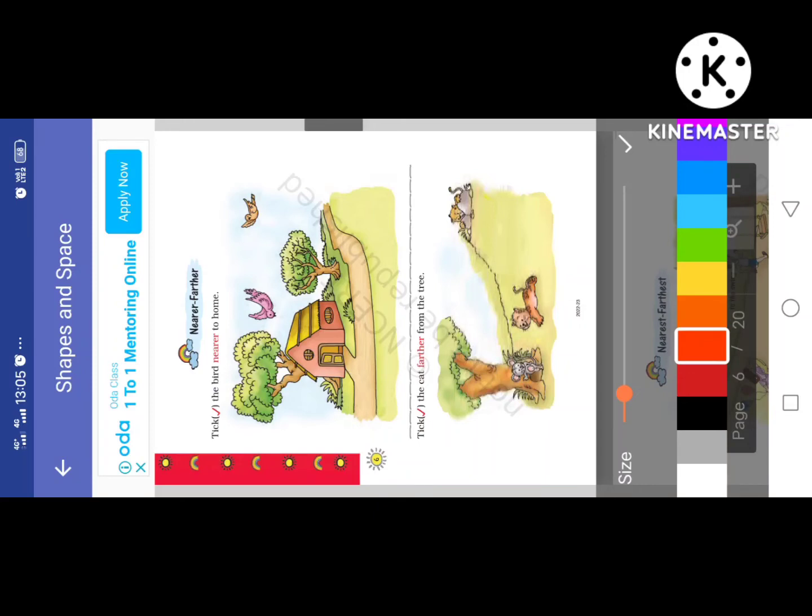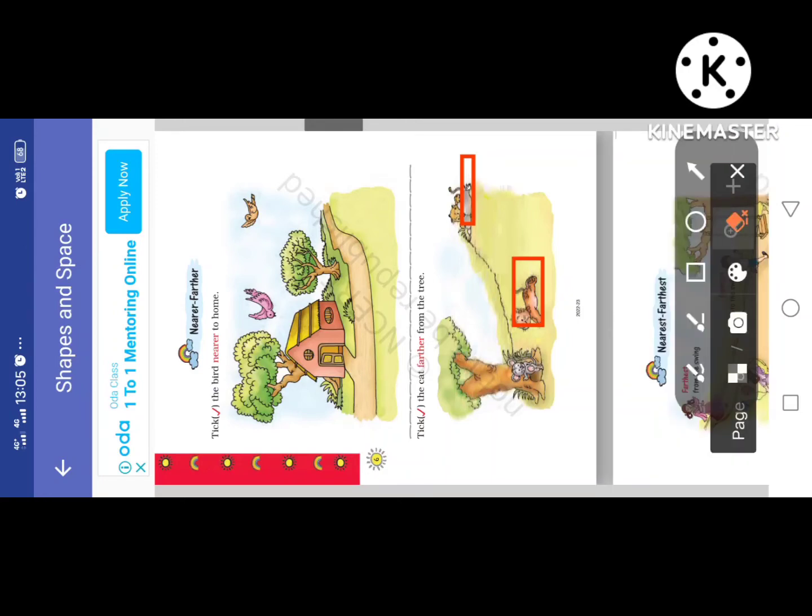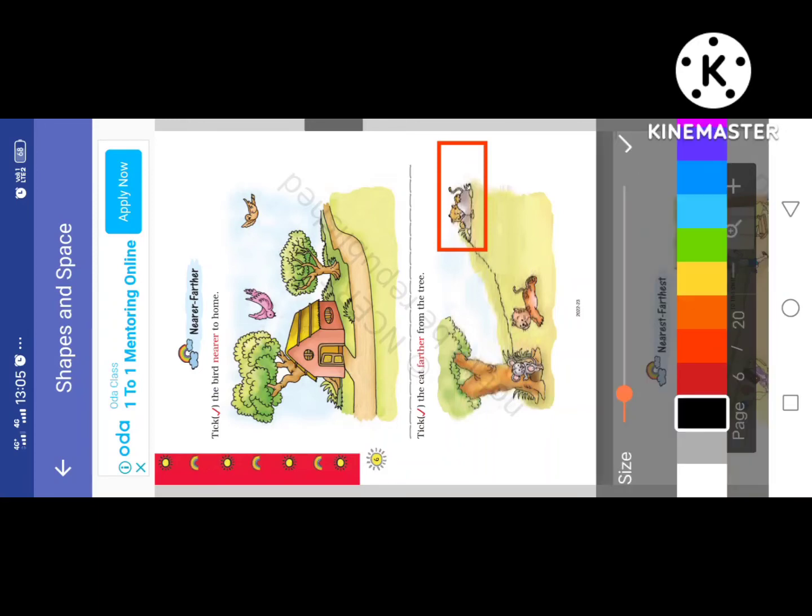Take the cat farther from the tree. Which cat is far away from the tree? This one or this one? Which one? My students will tell me. So the answer will be this one. Yes or no? This cat is farther from the tree. From this tree, this cat is farther, not this one, okay? Good.